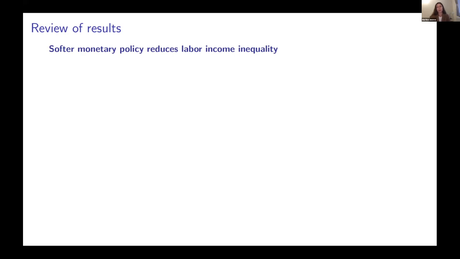Now, when we think of labor income inequality, in the paper, we explore multiple margins. We look at the wages, hours worked, and worker level and firm level employment. For the purposes of today's talk, I will only talk about the wages, but our wage results are actually consistent with the results related to hours worked and employment. So what I mean by softer monetary policy reduces labor income inequality.